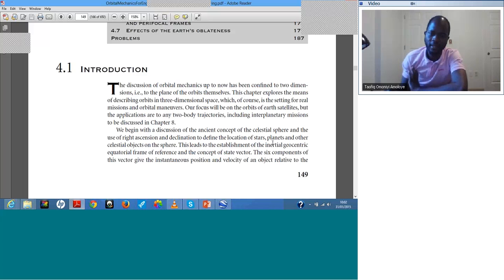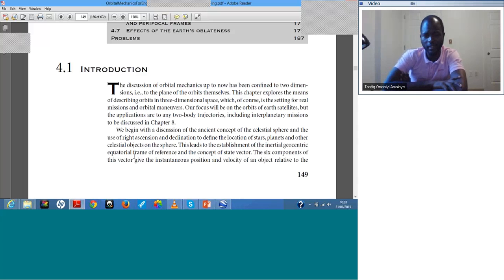So now, from this sentence, we'll be establishing an inertial geocentric equatorial frame of reference. That means it's not moving relative to the fixed stars. Geocentric, it is fixed to the center of the Earth. Equatorial means its plane is the plane of the equator of the Earth. And then the concept of state vectors.